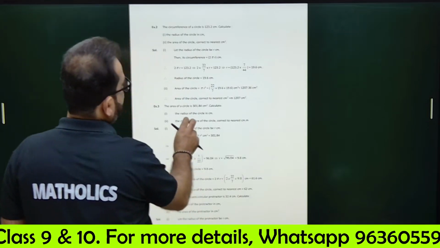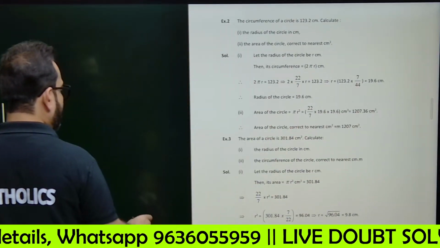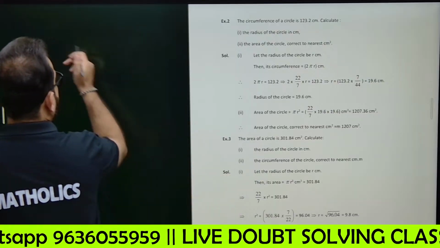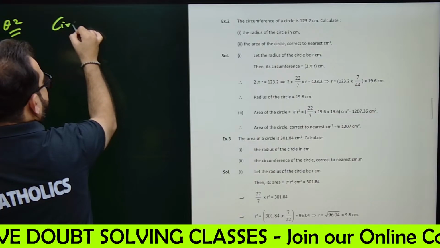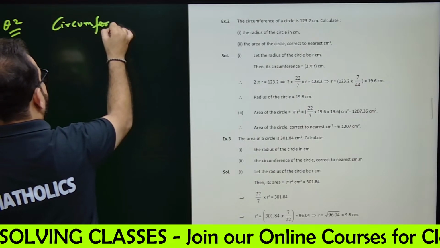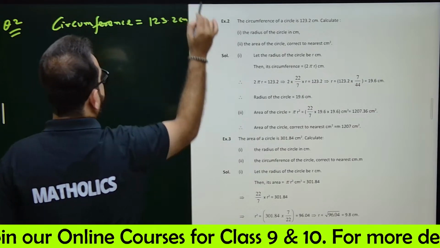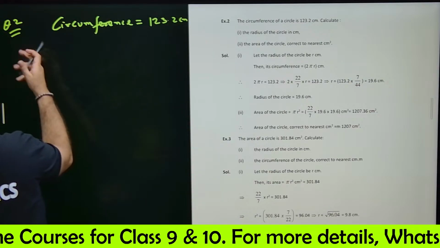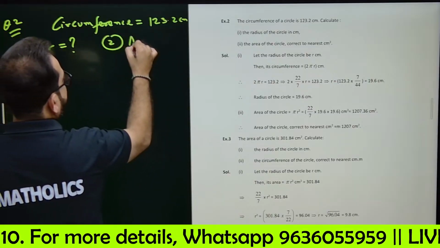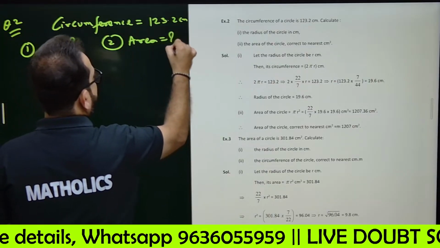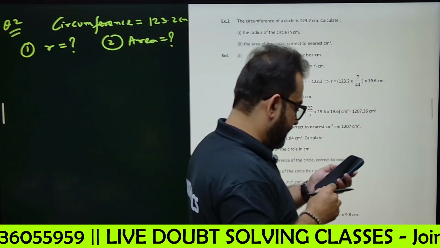Okay, so next. Now the question is changed. The circumference is given as 123.2 centimeters. You have to find the radius first. Second, you have to find the area of this circle to the nearest centimeter square. That means we have to simply round off the values.